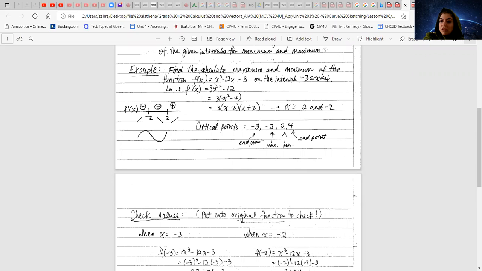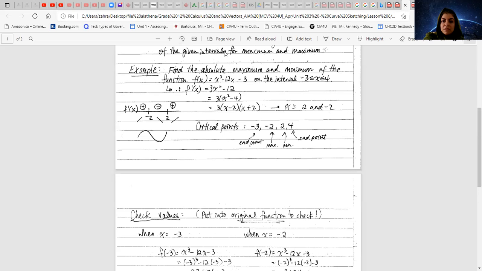So doing a question: find absolute maximum and minimum of this function. So what can I do? This interval is given to me. I need to investigate the endpoints, and also the local maximum and minimum. To find the local maximum and minimum, you take a derivative of your function, power in front, power minus 1, and the derivative of negative 12x is negative 12. You factor out 3, then you have x squared minus 4.